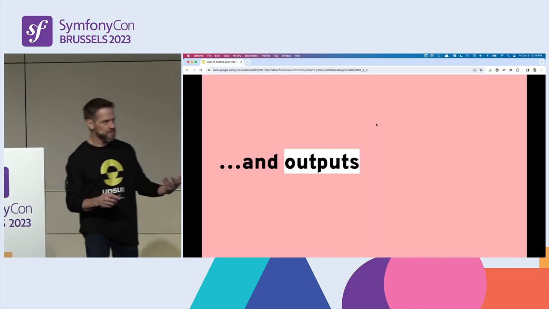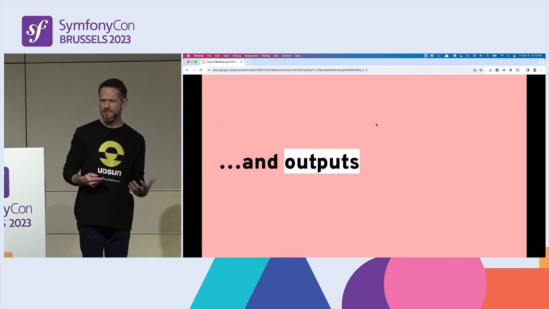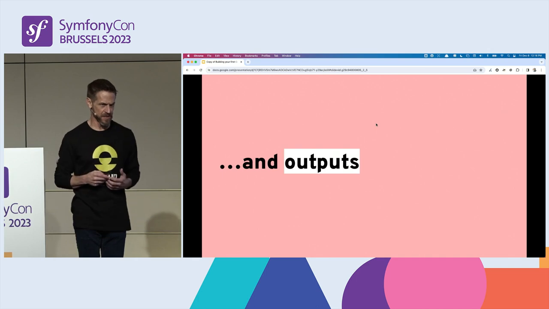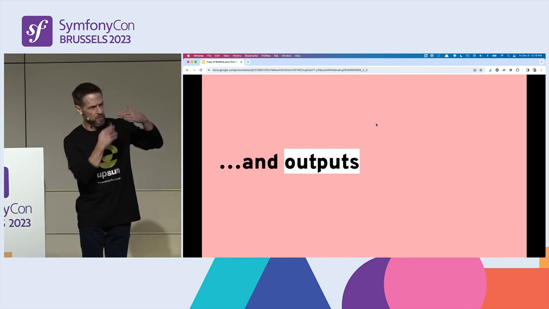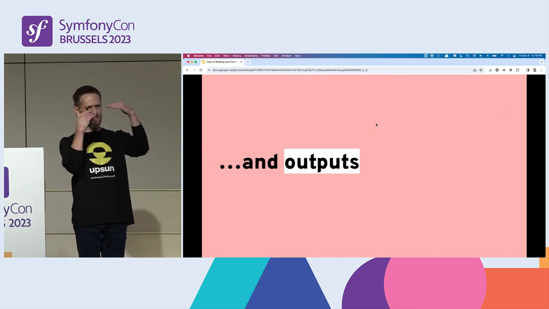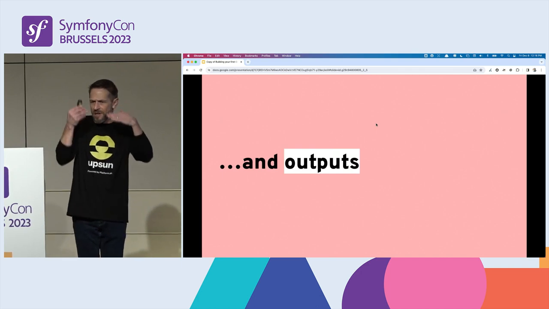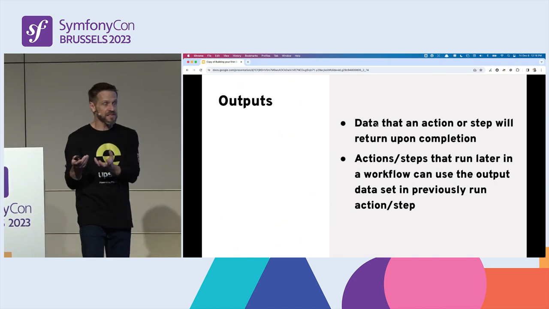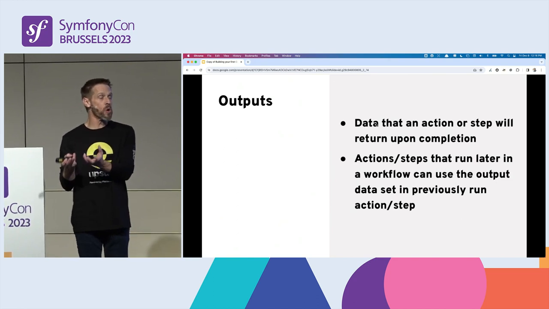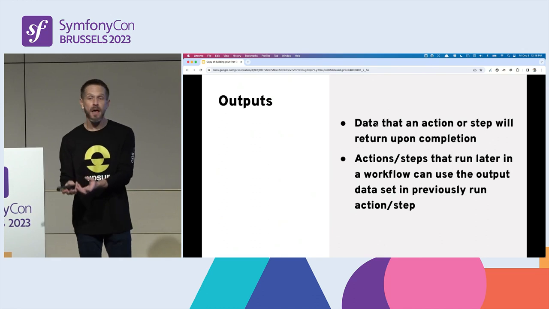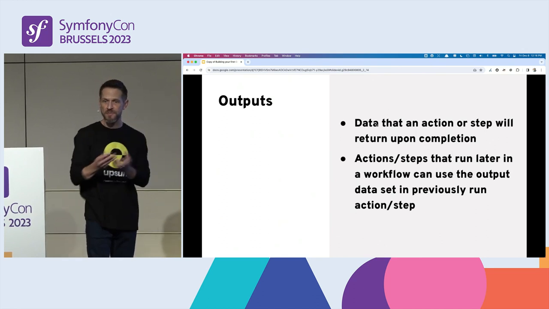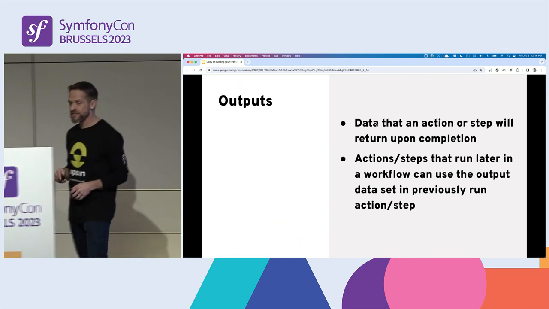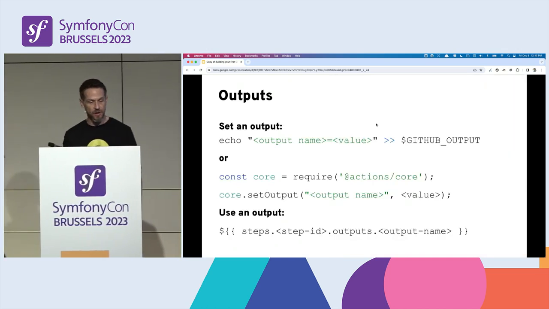All right, so outputs. If you've accepted some input, you've done some processing on that information, you may need to output information. In addition, if you're building out a complex workflow, at some point, one of those steps is probably going to do something that you then want another step to be able to access. So outputs are simply that. That's data or some information that you want to send from an action back to the calling workflow or from some step out to the next step.